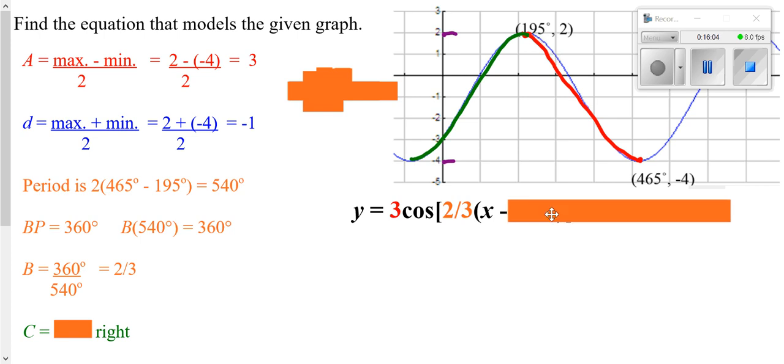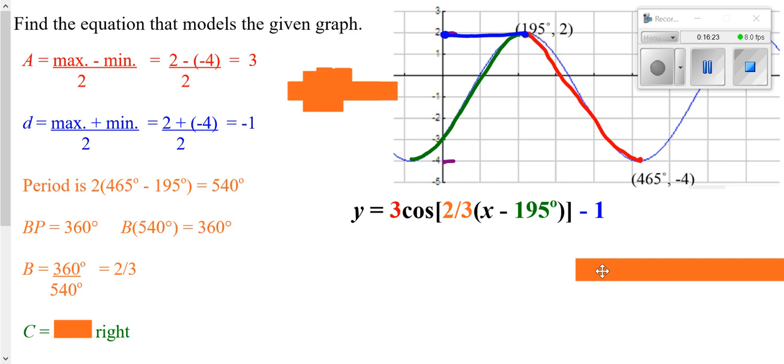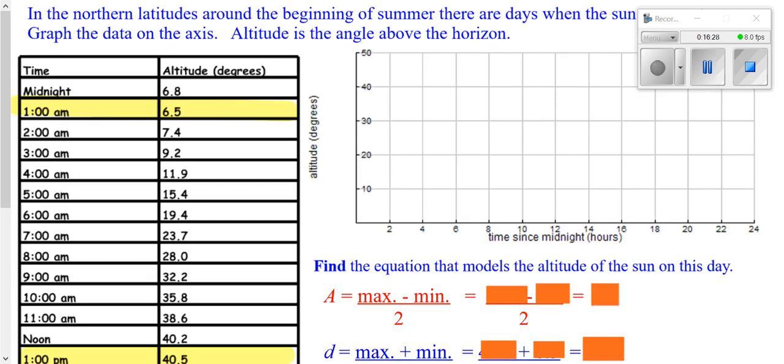Cosine always has its maximum right here, but our maximum got moved over to here. So when your maximum occurs, which in this case is 195, is your C value. And then we have to put in our D value, which is -1. And we'll do this last one.